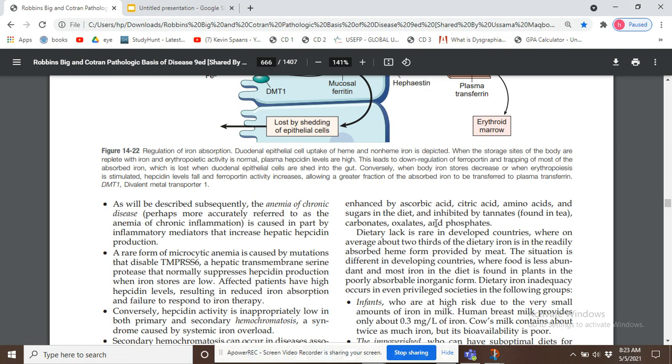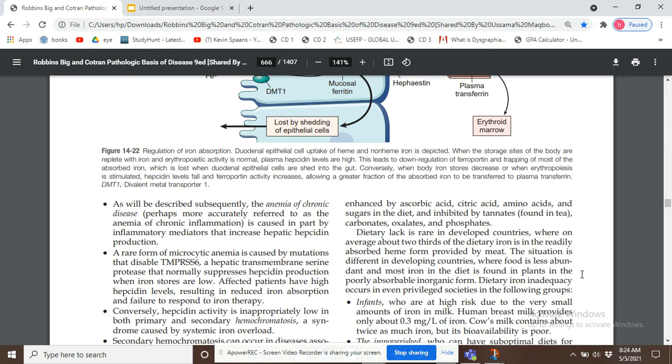Okay, dietary lack is rare in developed countries, where on average about two-thirds of the dietary iron is in the readily absorbed heme form provided by the meat. The situation is different in developing countries, where food is less abundant and most iron in the diet is found in plants in the poorly absorbable inorganic form. Dietary iron inadequacy occurs in even privileged societies in the following groups.